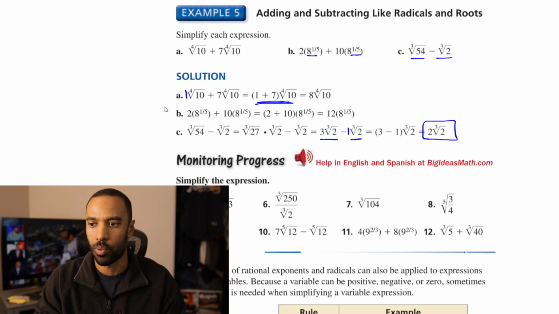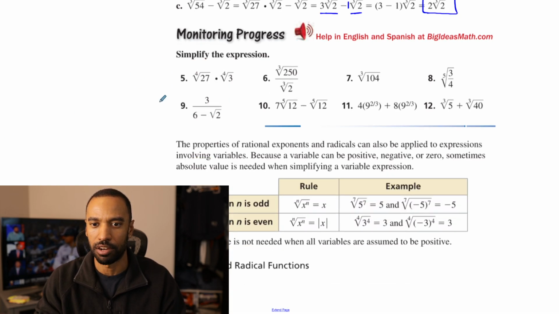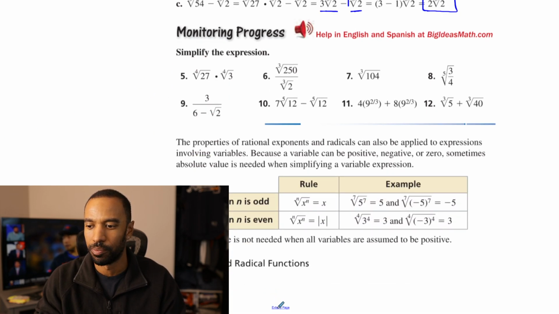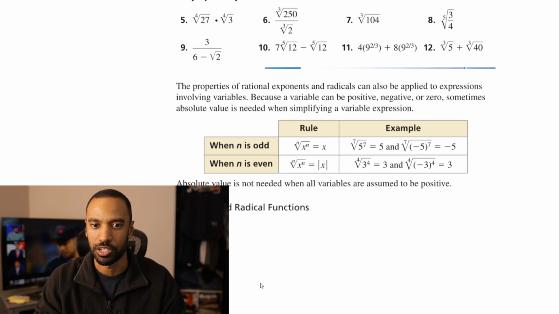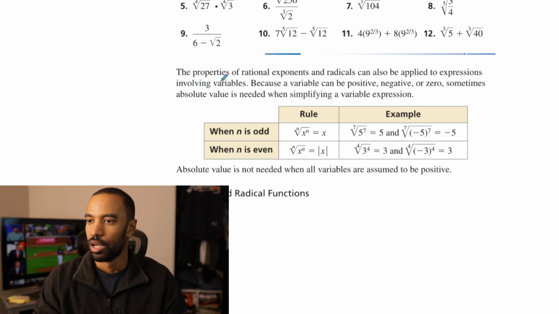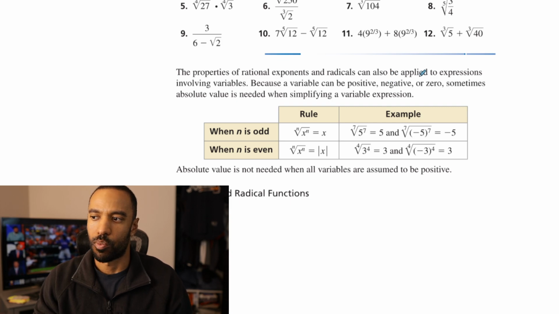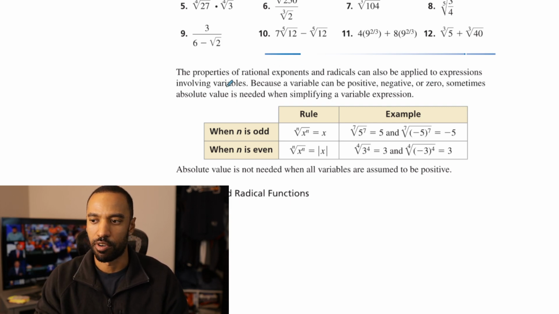So like I said, there's quite a bit that can be talked about in being creative with this stuff. Oh, it looks like there's still more to do. Yeah, it just doesn't stop from there. Okay, the properties of rational exponents and radicals can also be applied to expressions involving variables. That's right, this is involved here.